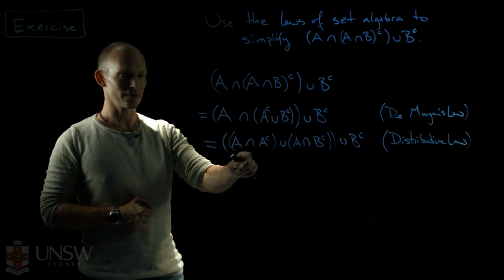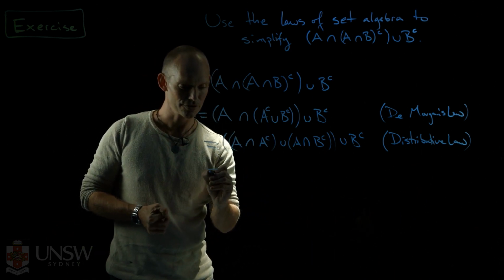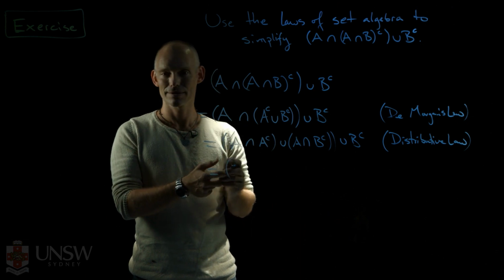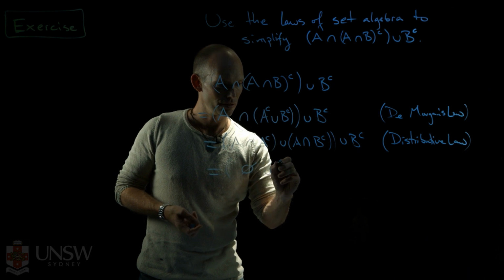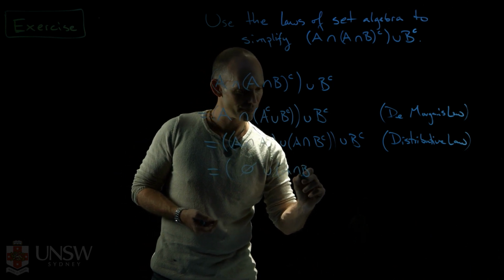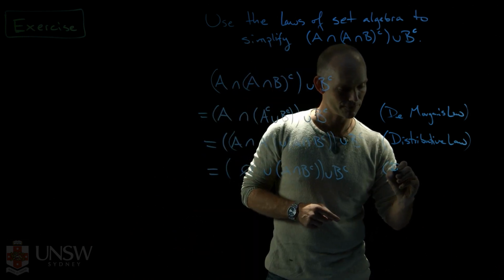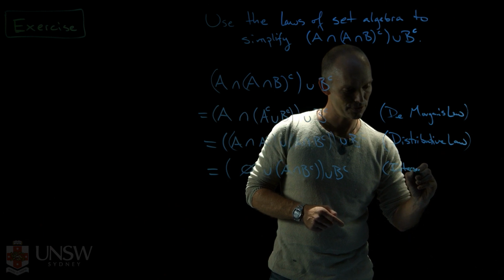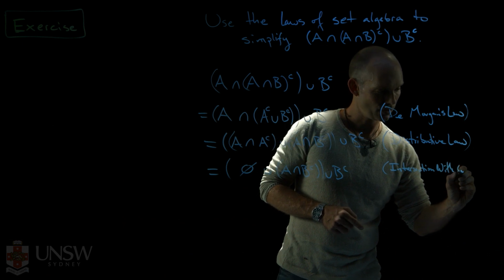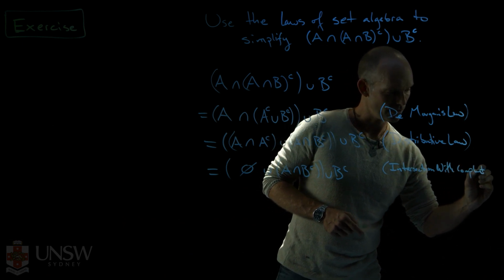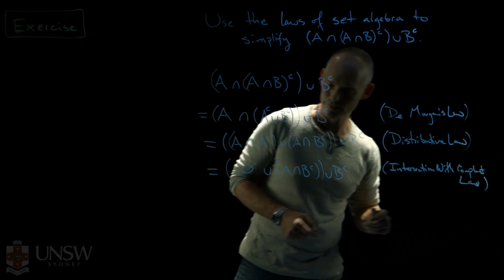And now we see, haha, we have A intersected with its complement. So we can immediately go use the intersection with complement law to say, well, what's in A that's also in A complement? Nothing, that's the empty set. And then we have the rest here. We write it again. Union B complement. So this is the intersection with complement law.